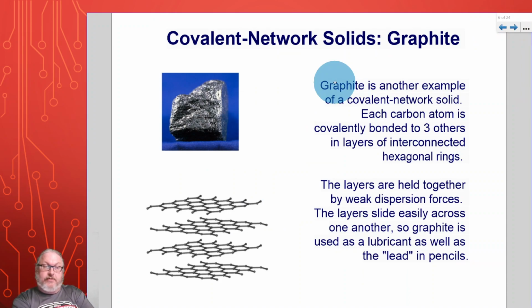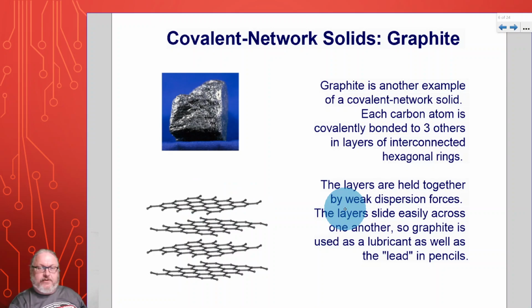Now let's look at another allotrope of carbon. All right, graphite is another example. It's carbon, right, a covalent network solid. Now these carbon atoms in graphite are bonded to three others, and they're in layers of interconnected hexagonal rings, like so. So the carbons are covalently bonded to three other carbons, okay, and then they're layered on top of each other.